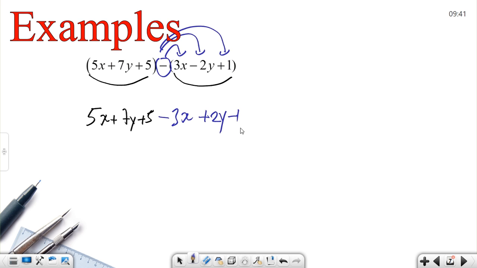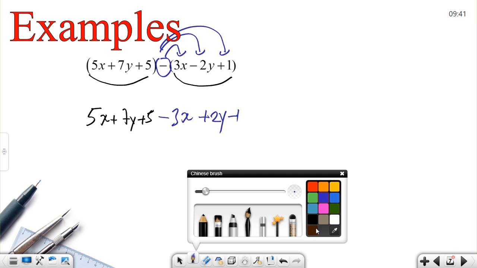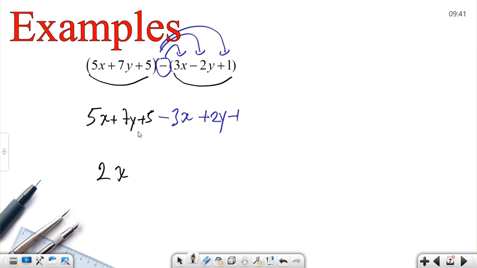Okay, it's one expression, so we can combine the like terms. Let's combine the like terms. 5x minus 3x makes 2x. 7y plus 2y, 7 plus 2 is 9, 9y. 5 minus 1 is plus 4. Don't forget, the signs are important in the algebraic expression and signs belong to their terms.